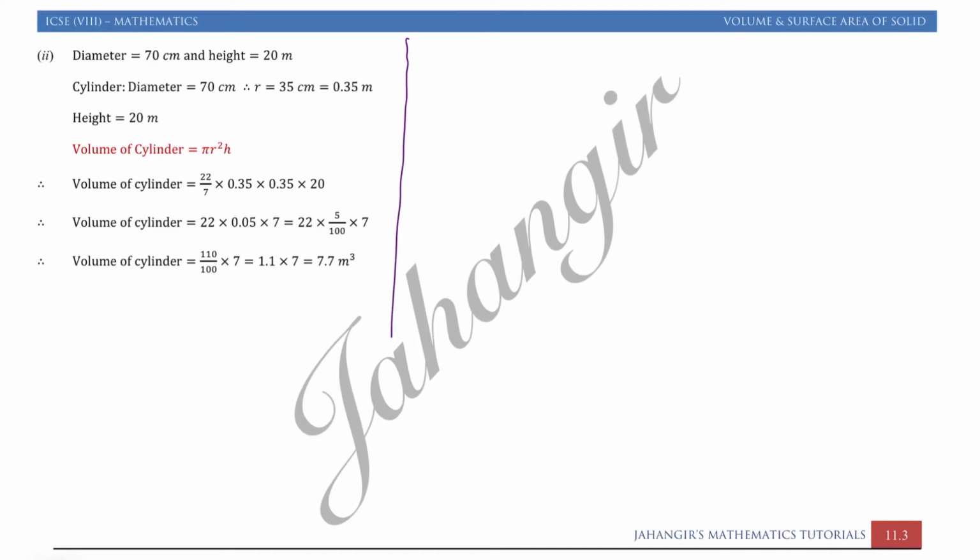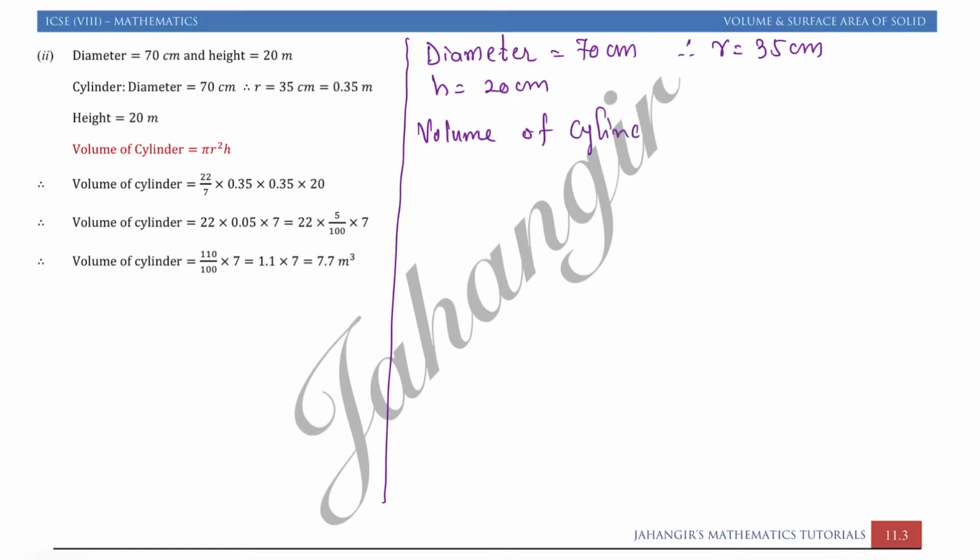Main question number first, the second part. Here the diameter is given as 70 centimeter. So you can find the radius is equal to 35 centimeter, and the height of the cylinder is given as 20 centimeter. Here we again need volume only. So we will put the volume formula, volume of cylinder is equal to pi r square h. So that is 22/7 into r, 35 into 35 into 20.